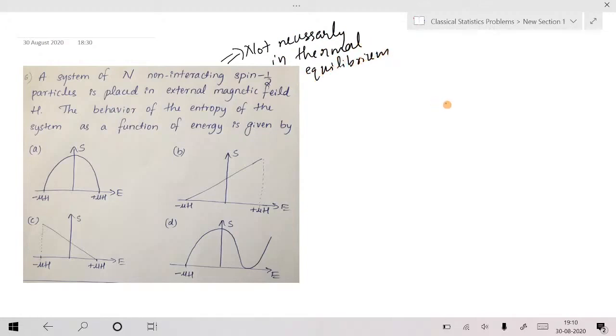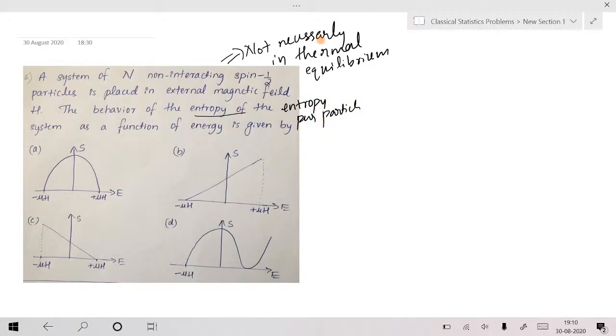Okay, so each spin particle has two possible energies. He said entropy of the system, but when you see the drawing, the energy varies from minus mu h to plus mu h. That's why he's talking about entropy per particle. Now we shall analyze.